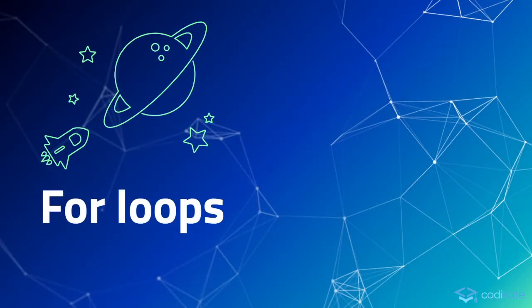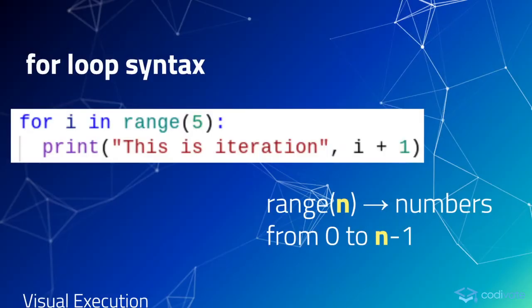Alright, we made it through while loops, and there's another type of loop in Python called the for loop. Let's learn the syntax for this loop. If we want to loop over a code segment a certain number of times, a for loop is the best choice for the scenario. We use the for keyword to start the loop. We then use a loop variable. In this case, we called it i. Then we use our in keyword, and after that we use the range function.